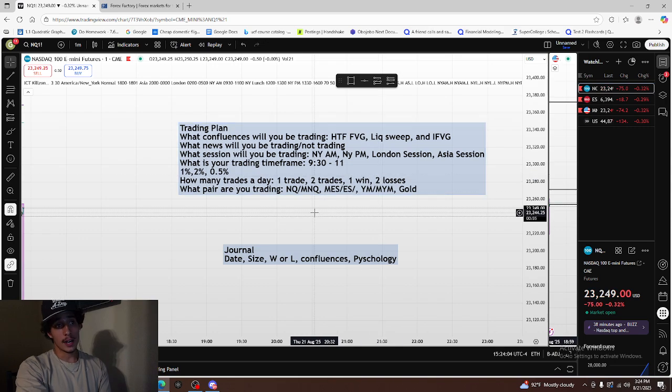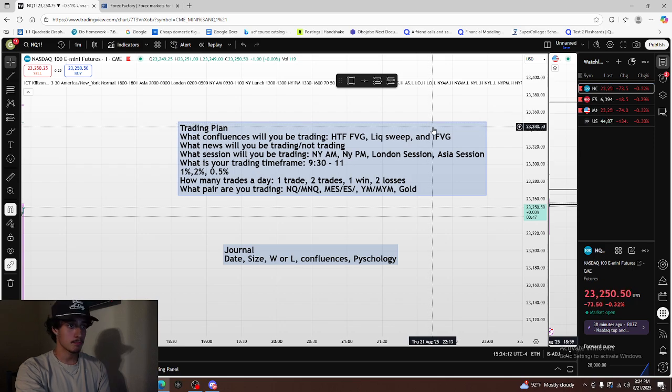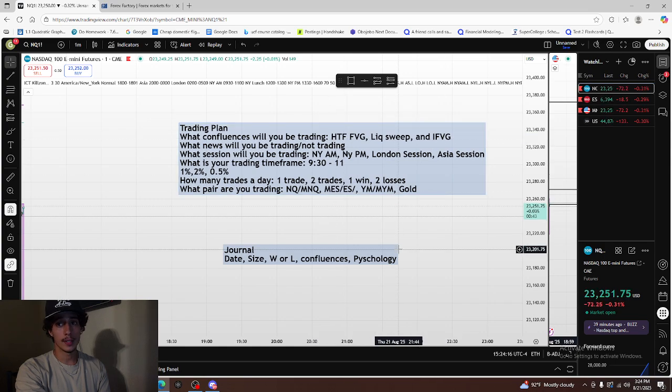I trade higher time frame fair value gap with a liquidity sweep and an inverse fair value gap. Sometimes the market is good, I'll only take the higher time frame fair value gap, or I'll only take the liquidity sweep. Just depends. If you want to be very strict on yourself, only get these three.